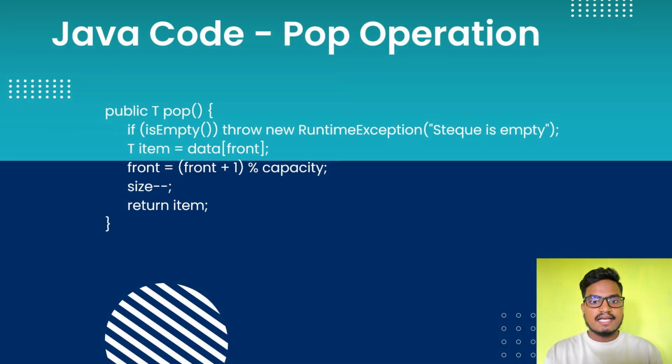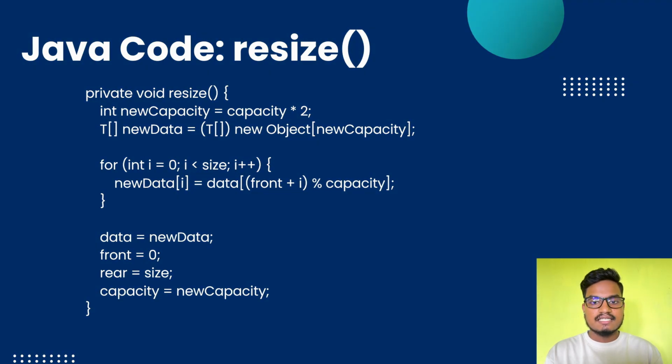Resize. When the array is full, we resize it like this. We double the capacity, copy all elements in order, starting from the front and handling wraparound, then reset front to 0 and rear to size. This lets us grow dynamically while maintaining order and performance.